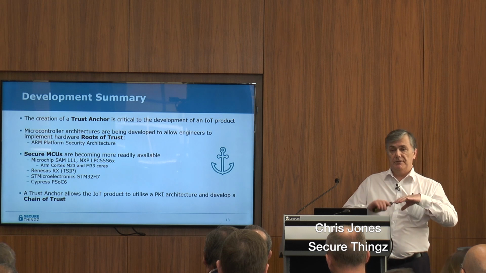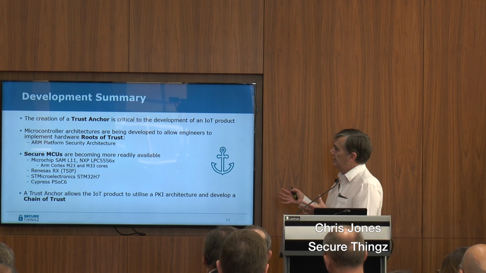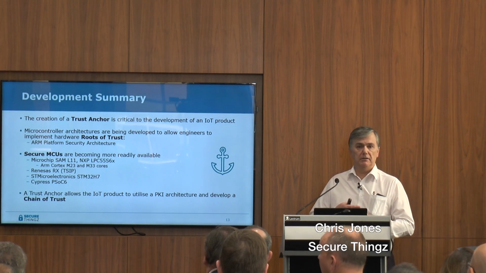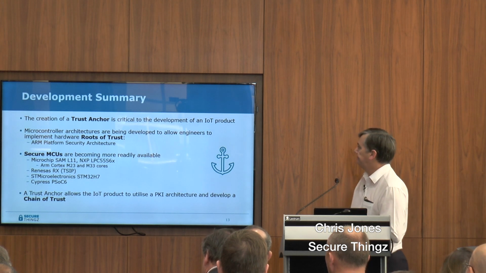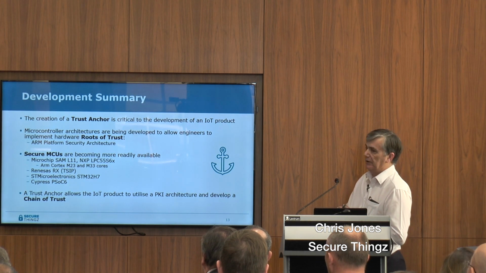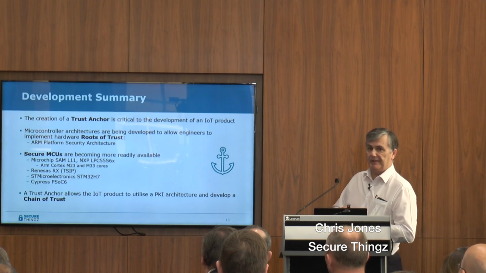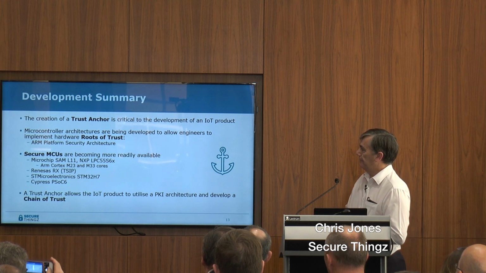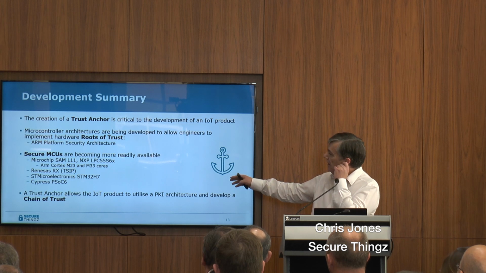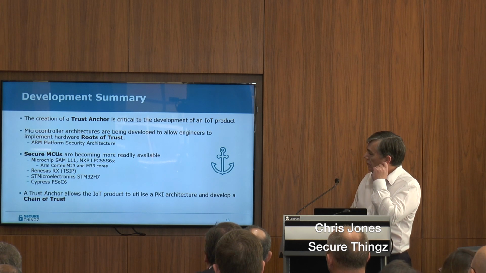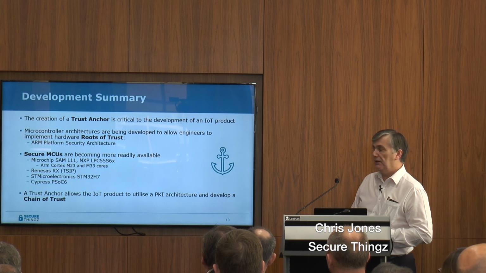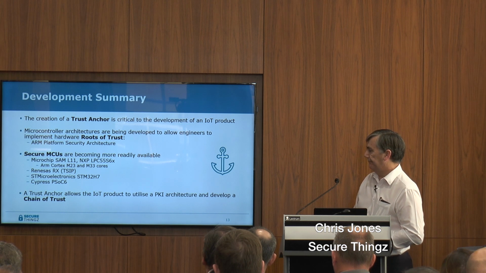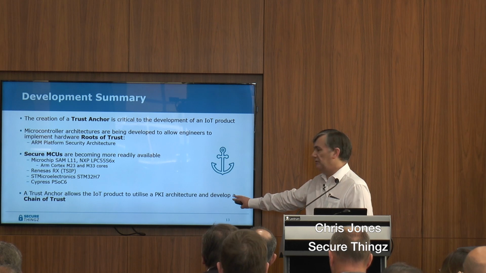So, looking at the development as a summary here, the creation of the trust anchor is critical. You must get that trust anchor inside the microcontroller device key. And the great thing is that microcontroller architectures are progressing quite rapidly, in fact, to give you more and more features to allow you to embed this root of trust. Here are some secure MCUs that are coming out. As it says here, Microchip, Renesas, all of the top guys creating secure MCUs with very, very robust security features embedded.